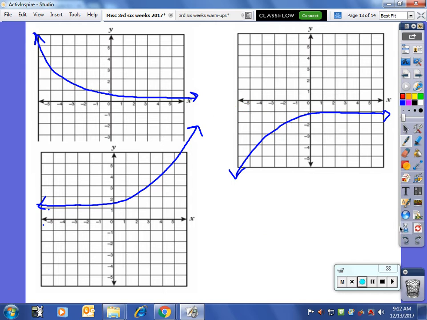Question? Can you take the points on a parabola and turn it into the equation? Yes, and we will learn how to do that. That's pretty complicated, but we will get to that. Yes, question? Not right now.